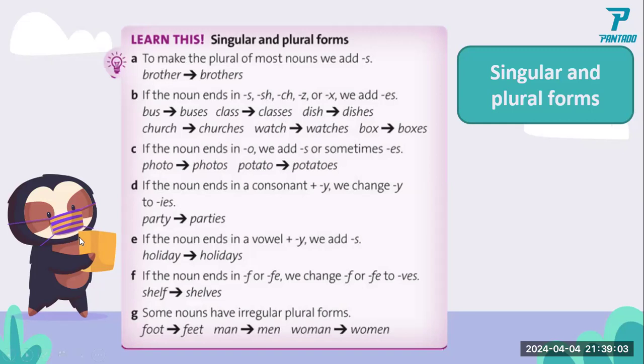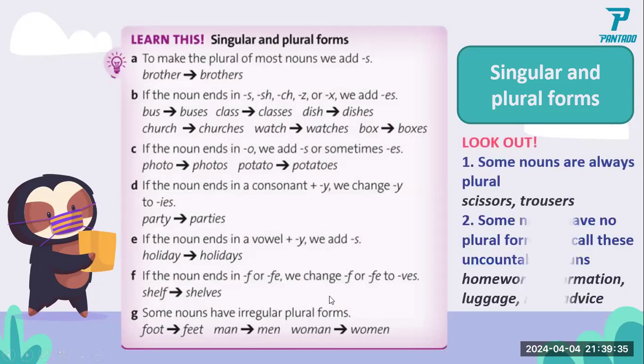If the noun ends in consonant plus Y, we change Y to IES, like Friday, it stays Fridays, but party becomes parties. If the noun ends in F or FE, we change F or FE to VES, like shelf, shelves. Some nouns have irregular plural forms like foot, feet, man, men, woman, women. So this changes. Child, plural is children. So it becomes different. You don't need to put S.